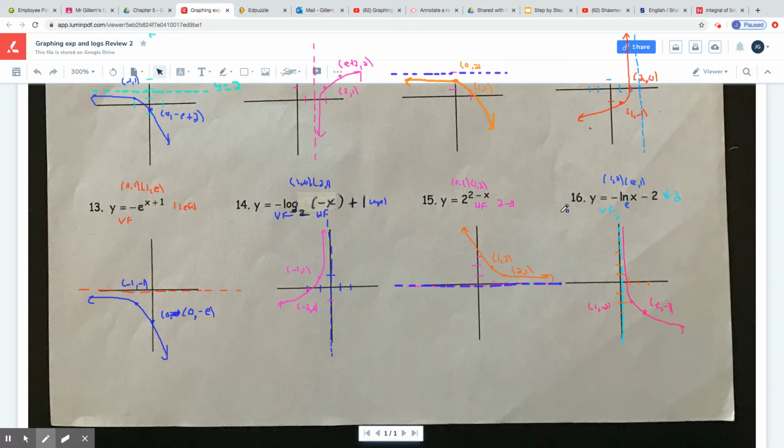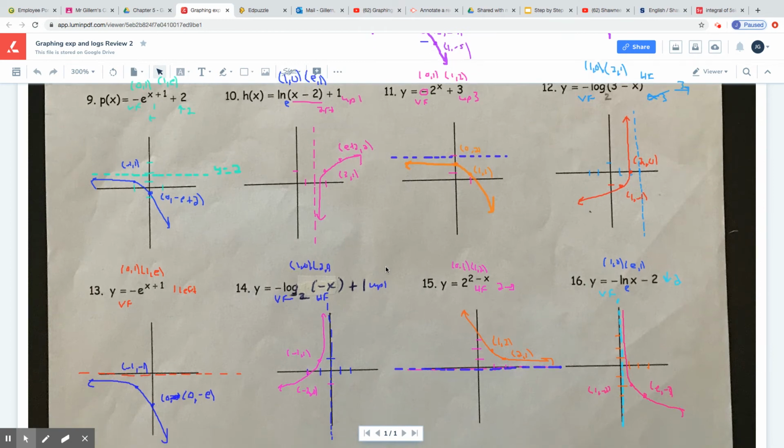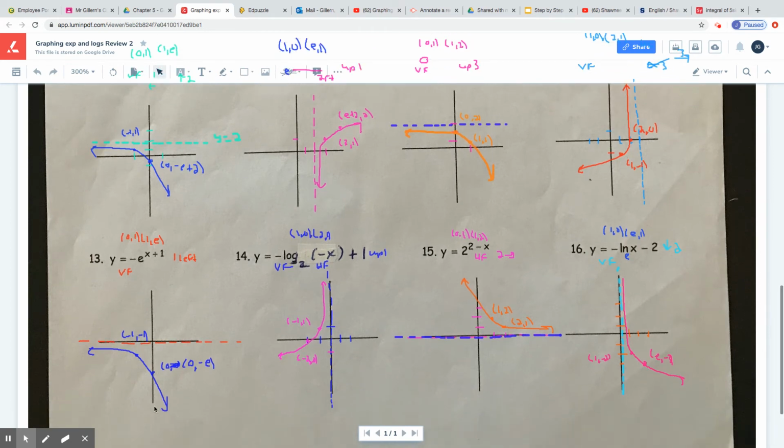Now, the other thing to remember is it's not on here, but domain and range. For all of these that we've done, the domain of all exponentials, remember, is -infinity to infinity. The range of all logs is going to be -infinity to infinity. Then the range for exponentials is one of two things. When it's above, the lowest point y coordinate is the horizontal asymptote.